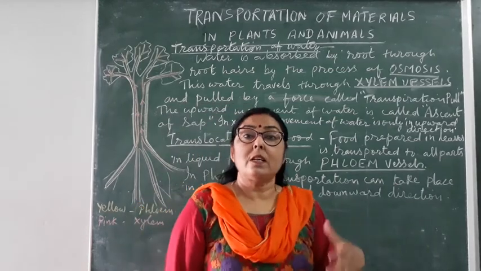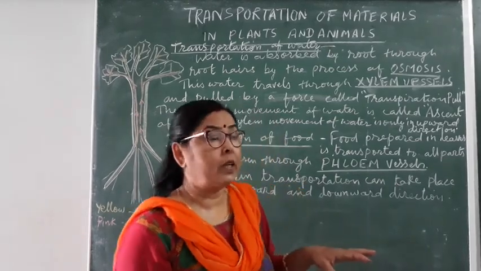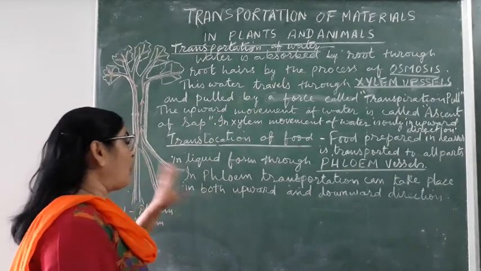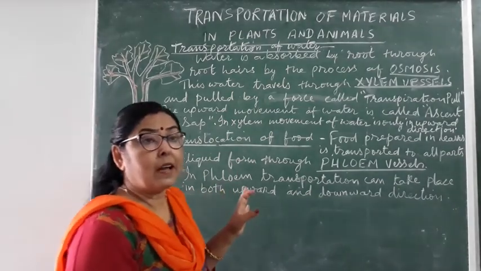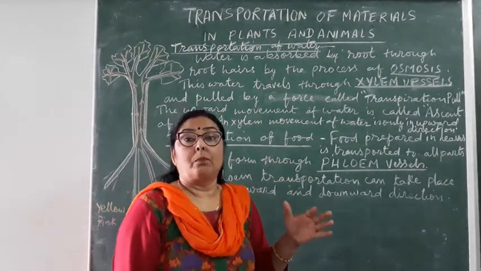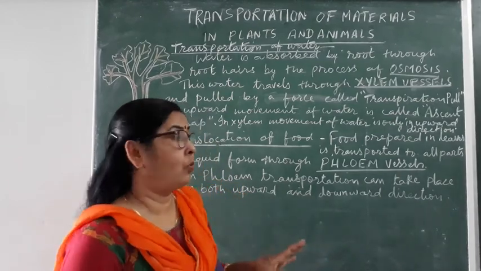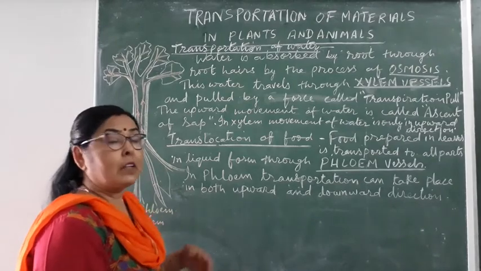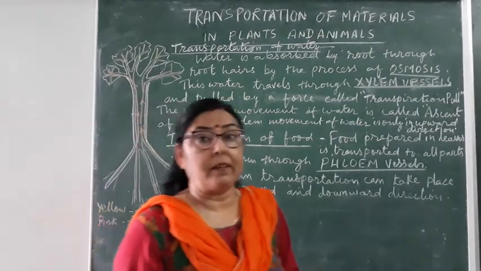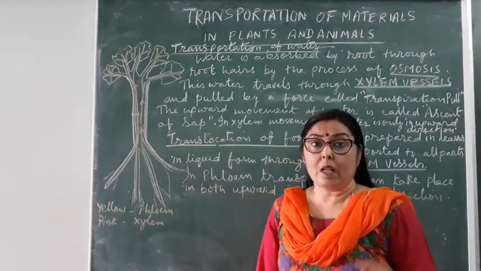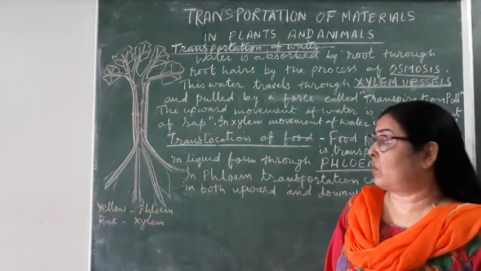Phloem vessels transport this liquid, meaning food, to all parts, because all parts are not able to do photosynthesis, as many parts do not have chlorophyll. In phloem, transportation can take place in two ways, upward and downward, both.